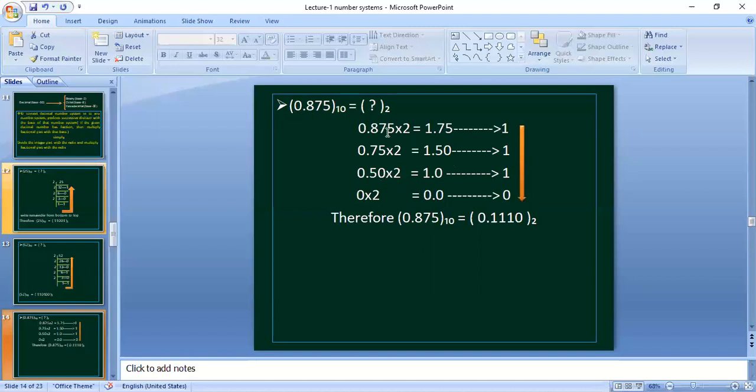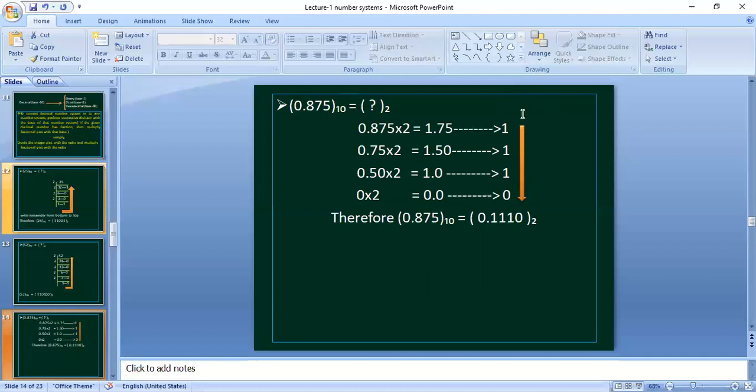0. So actually this successive multiplication procedure is repeated until the fractional part of the product is 0, or till the desired accuracy is obtained. So here the fractional part of the product is 0. So again 0 is multiplied with 2, and we get 0.